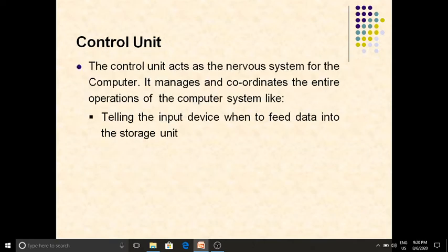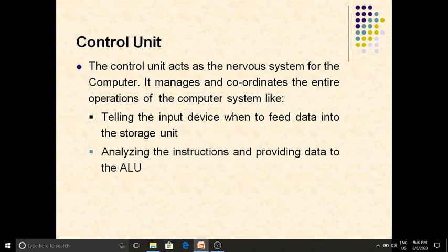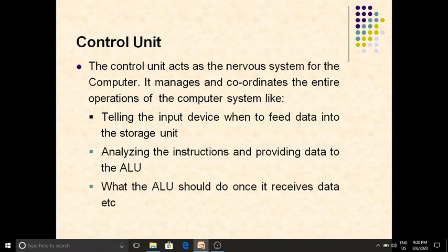Next, the control unit acts as the nervous system for the computer. It manages and coordinates the entire operations of the computer system, like telling the input device when to feed data into the storage unit, analyzing the instructions and providing data to the ALU, and deciding what the ALU should do once it receives data. These are the functions which the control unit performs.